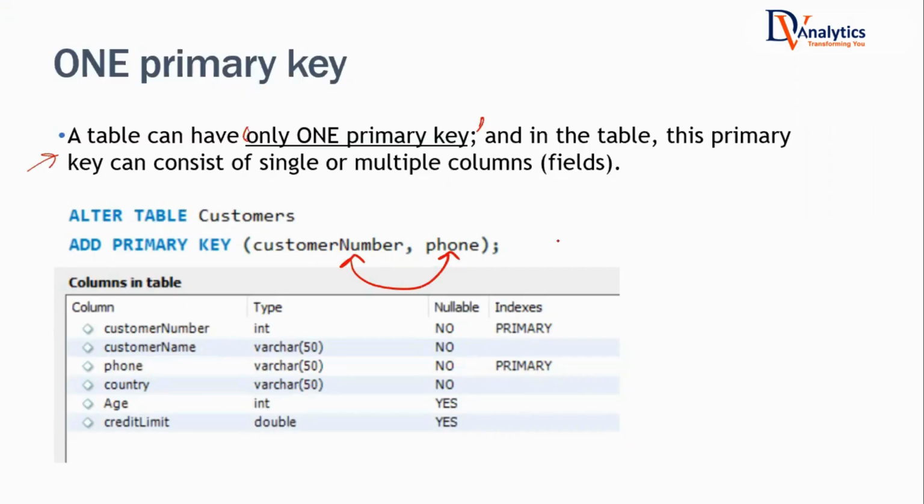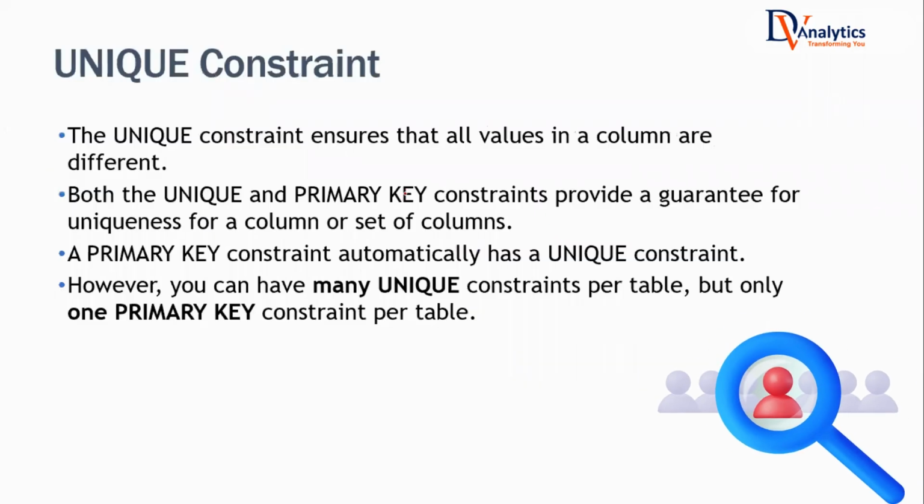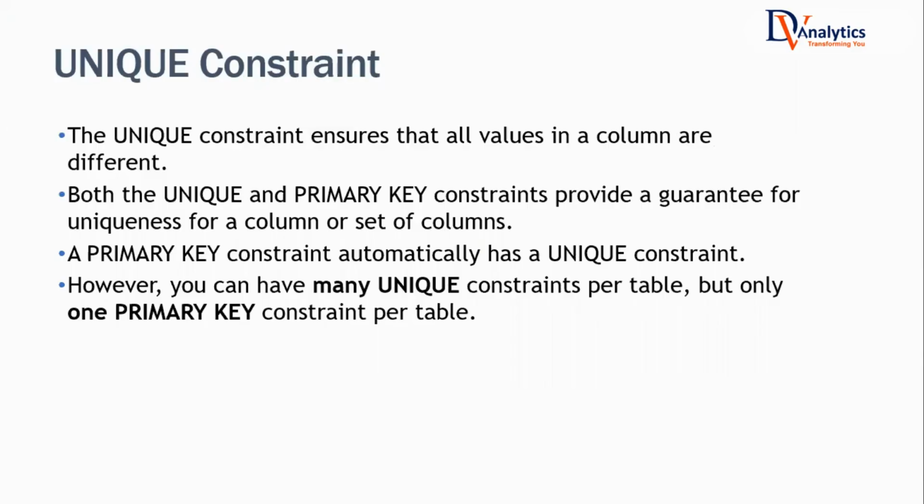There is one more constraint called unique constraint. What does unique constraint mean? A particular column inside a table can take only unique values. Primary key is also kind of similar to unique, but there is a huge difference. What is the difference? Both unique and primary key constraints provide a guarantee of uniqueness, which means in a column there will be no duplicates. But a primary key constraint, if you say primary key, automatically it assumes that everything has to be unique.